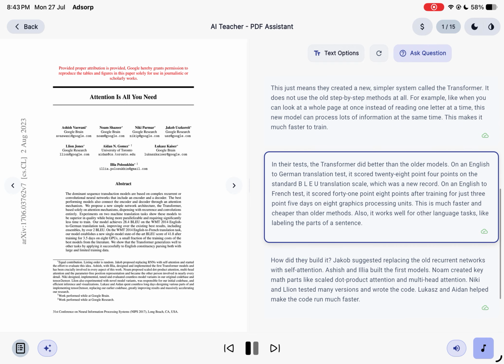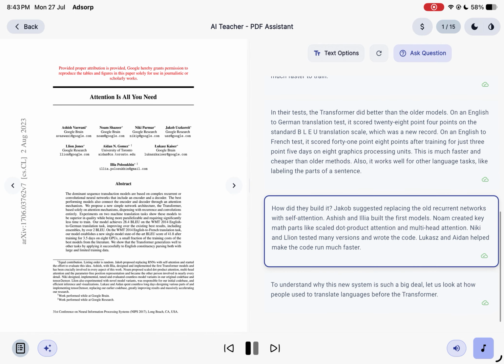In their tests, the transformer did better than the older models. On an English to German translation test, it scored 28.4 points on the standard BLEU translation scale, which was a new record. On an English to French test, it scored 41.8 points after training for just 3.5 days on 8 graphics processing units. This is much faster and cheaper than older methods. Also, it works well for other language tasks, like labeling the parts of a sentence.